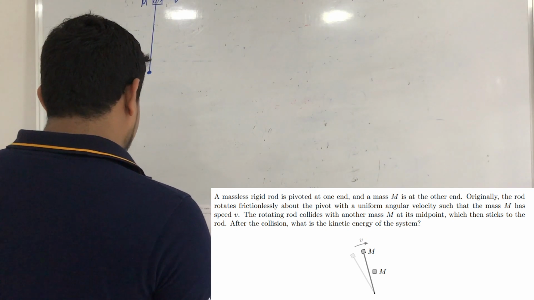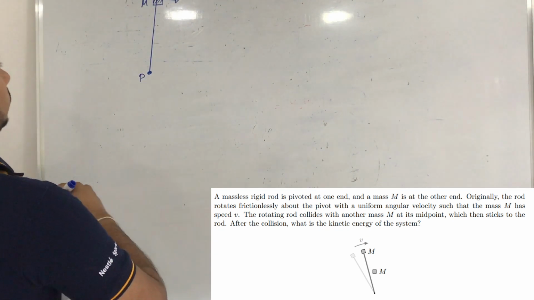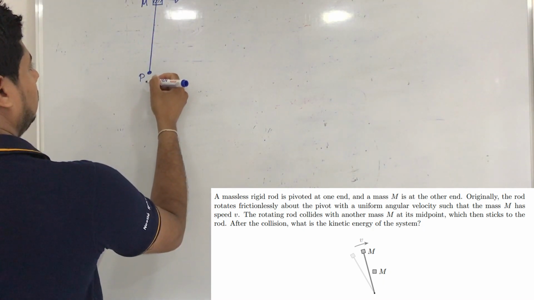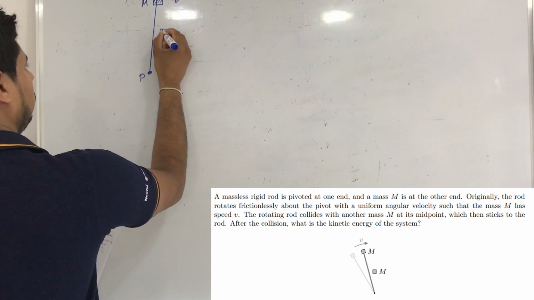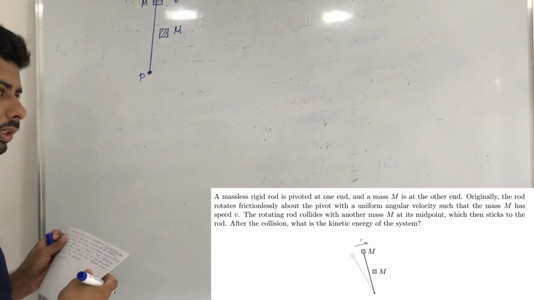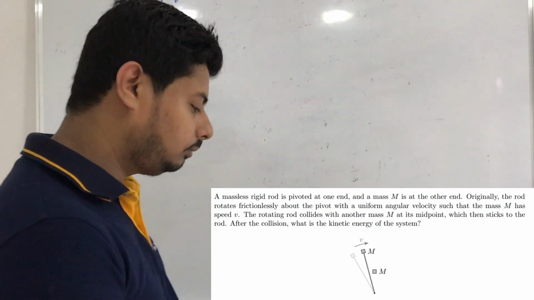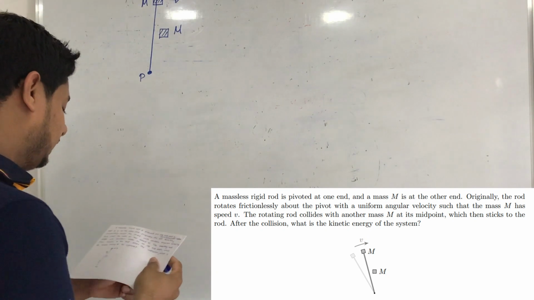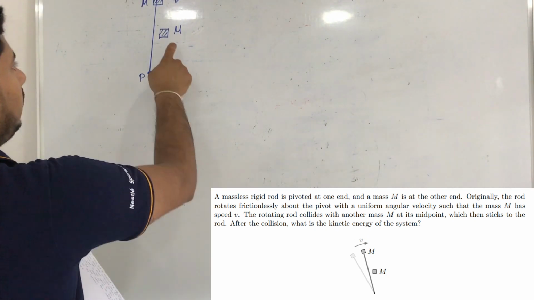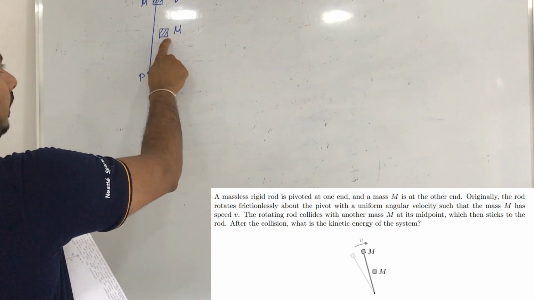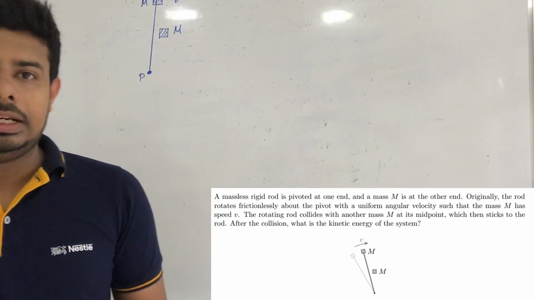The rotating rod collides with another mass capital M at its midpoint. So at the midpoint of this rod, it collides with another mass capital M. Actually the diagram is given in the question, so easily you can identify the position of the capital M, which then sticks to the rod. The most important thing is that after collision, this capital M will stick to this rod. That means it is undergoing a fully inelastic collision.